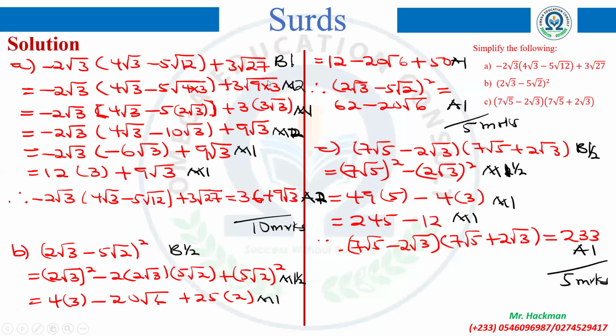So the mark allocation for this: B1, as you simplify this, and you simplify this one, M2, as you do your final simplification here, M1, take note. And with this one, that's what we have here. M2 for this particular step, and again, M1 for this step. M1 for this, then A2 for your final answer.